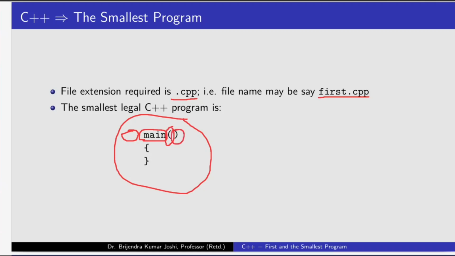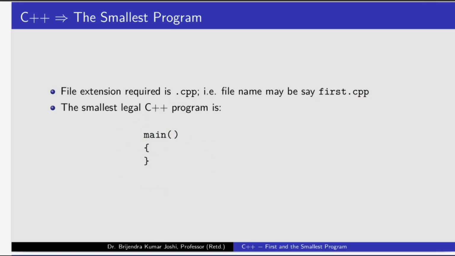Between these two, opening and closing parenthesis, we can write a number of things like runtime arguments, which we will discuss in some other video. Opening brace and closing brace. These are all essential items. Remember, we can write all these characters in one line itself. It does not matter to the compiler. But as a good programmer, we should write our program in such a way that it is easy to write and understand.